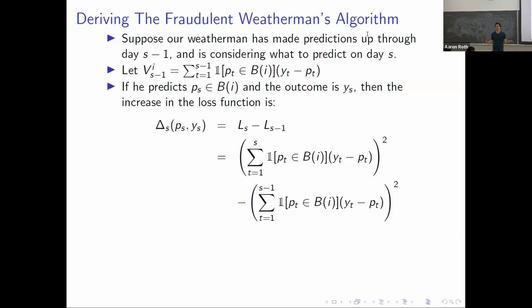Okay, this is the change in my calibration loss as a result of the prediction that I make today if I predict something within bucket I. Within the other buckets, well, if I didn't predict something in the other buckets, the calibration loss in those buckets is the same today as it was yesterday.